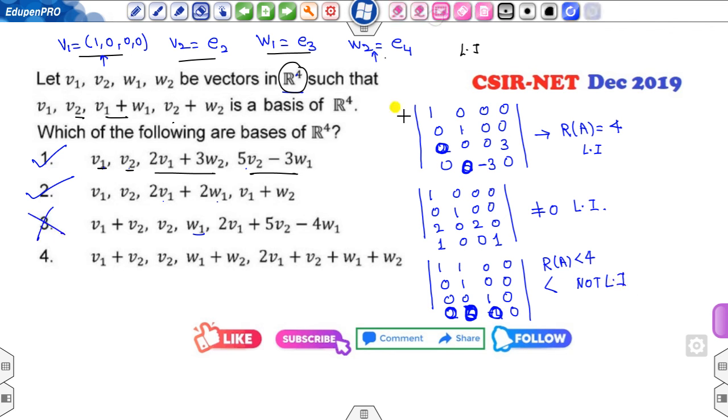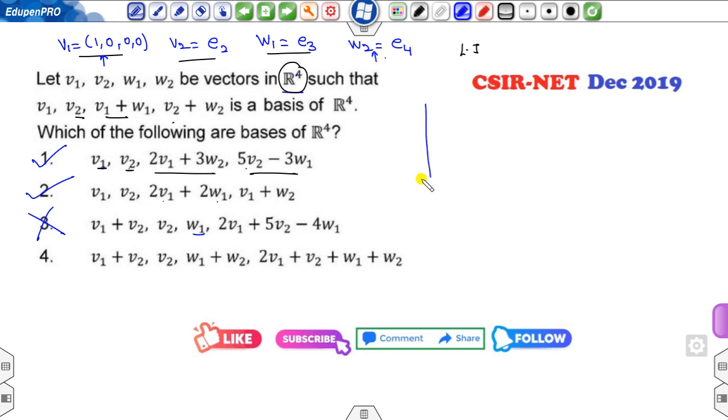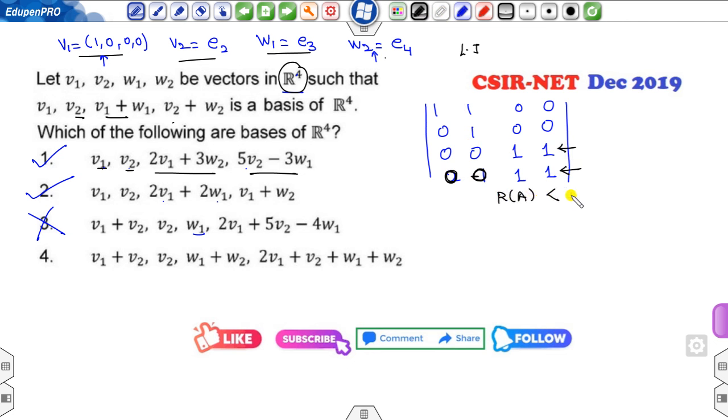Similarly, we can check the last option: V1 plus V2, V2, W1, W2, and twice 1 1 1. Now I can multiply by 2 and subtract them, this is minus 1. I can add them, it will be 0. Now clearly these two rows are the same, so the rank of this matrix is less than 4, so it is not linearly independent. This option is also cancelled. A and B are the right answers.